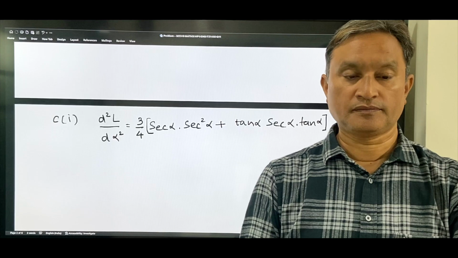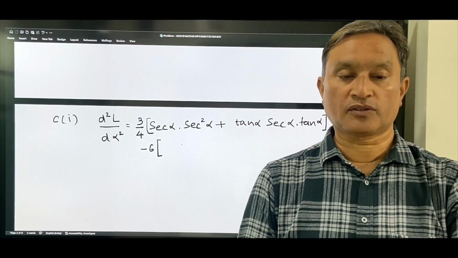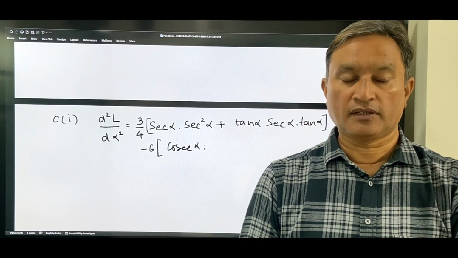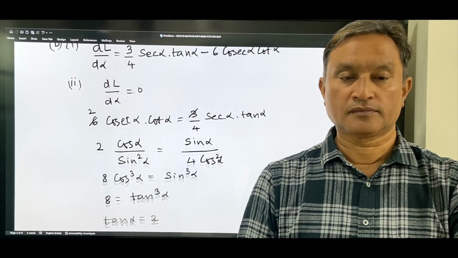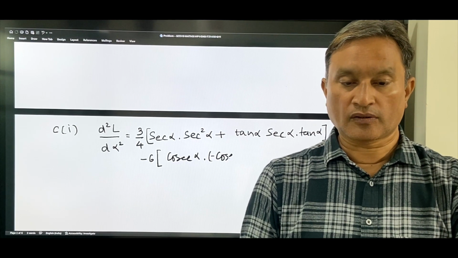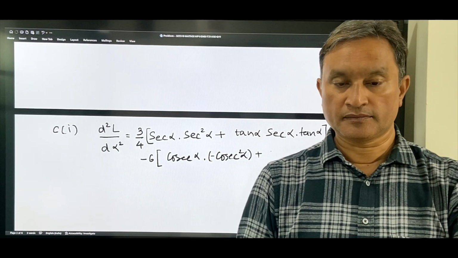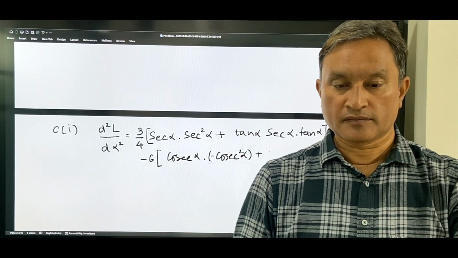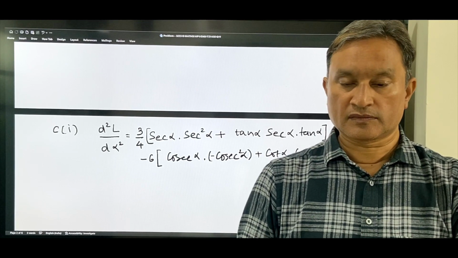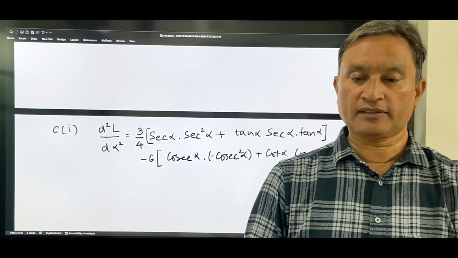Now the second term, minus 6. Again we will apply the product rule. So cosec alpha into minus cosec square alpha plus cot alpha into cosec alpha, cot alpha.